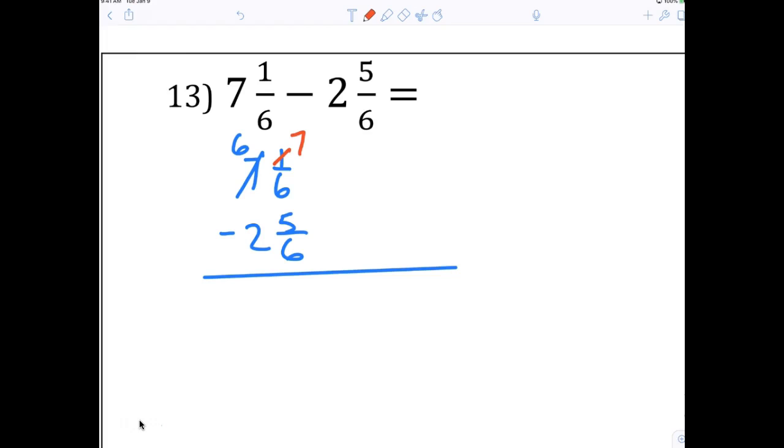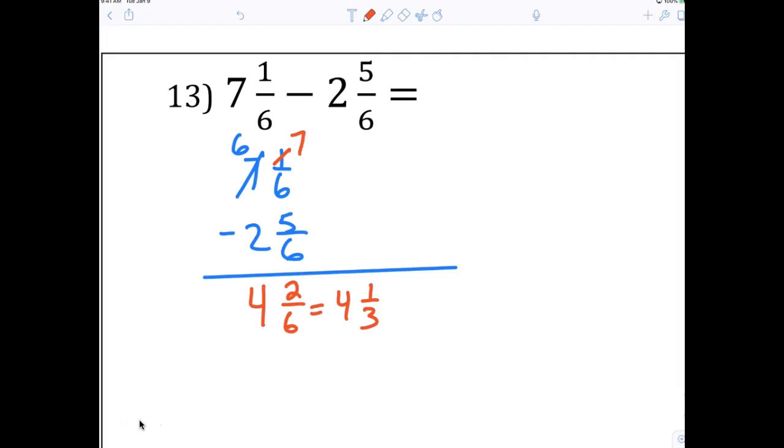Now we can subtract. 6 minus 2 is 4. 7 minus 5 is 2, which reduces to 4 and 1/3. Good job. 4 and 1/3. Come on. Pay attention.